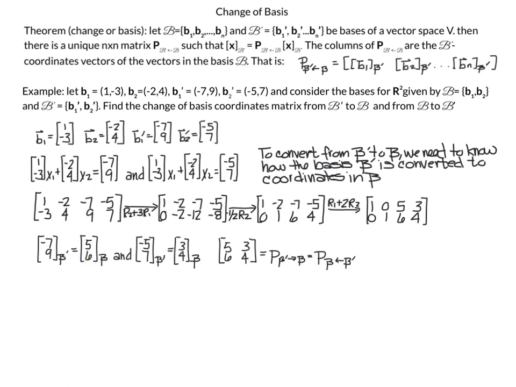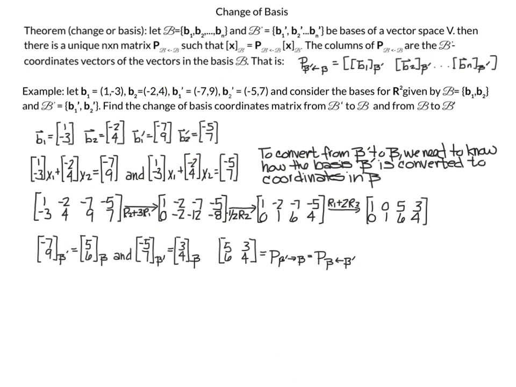So I have that written here. Negative 7, 9 in b prime, remember that's over here, is equal to 5, 6. In other words, 5 times b1, 6 times b2. Similarly, my negative 5, 7 over here, that's my solution. This is this vector here, and that can be written as 3, 4. In other words, 3 times my first vector from b1, which is 1, negative 3, plus 4 times my second vector from b2, which is negative 2, 4.